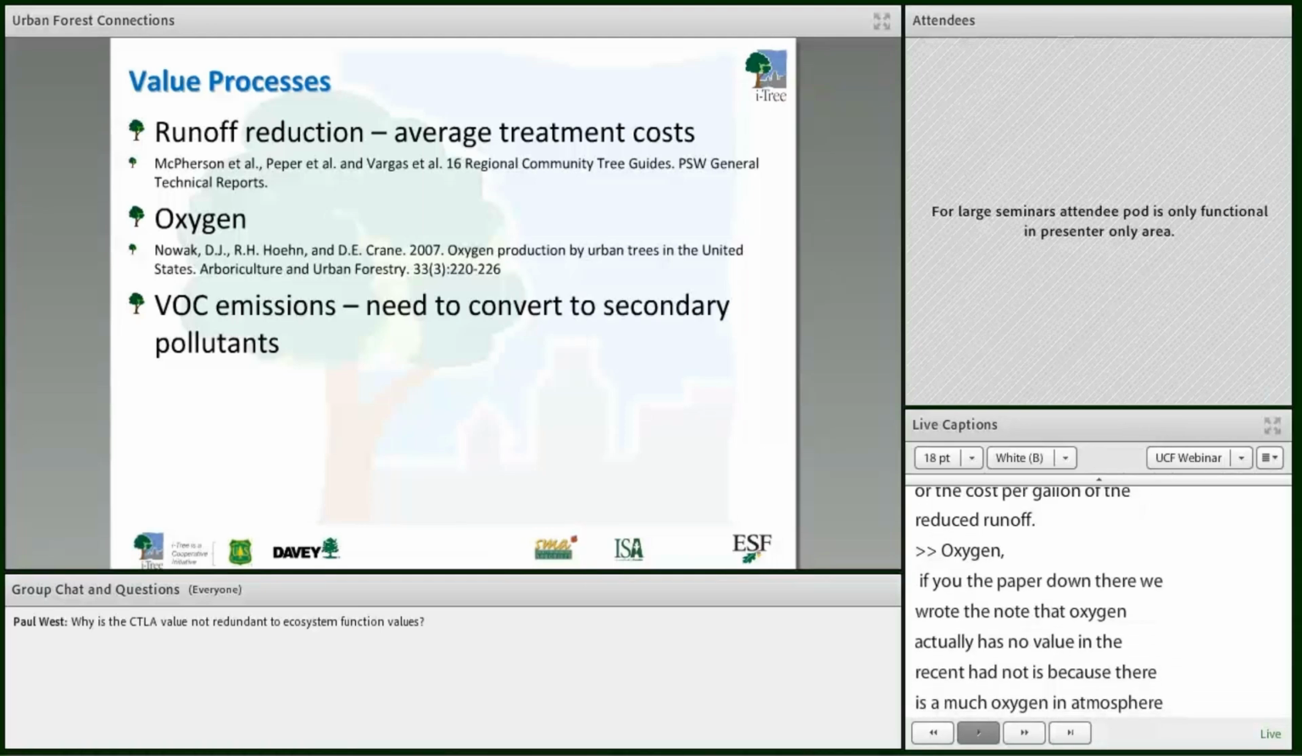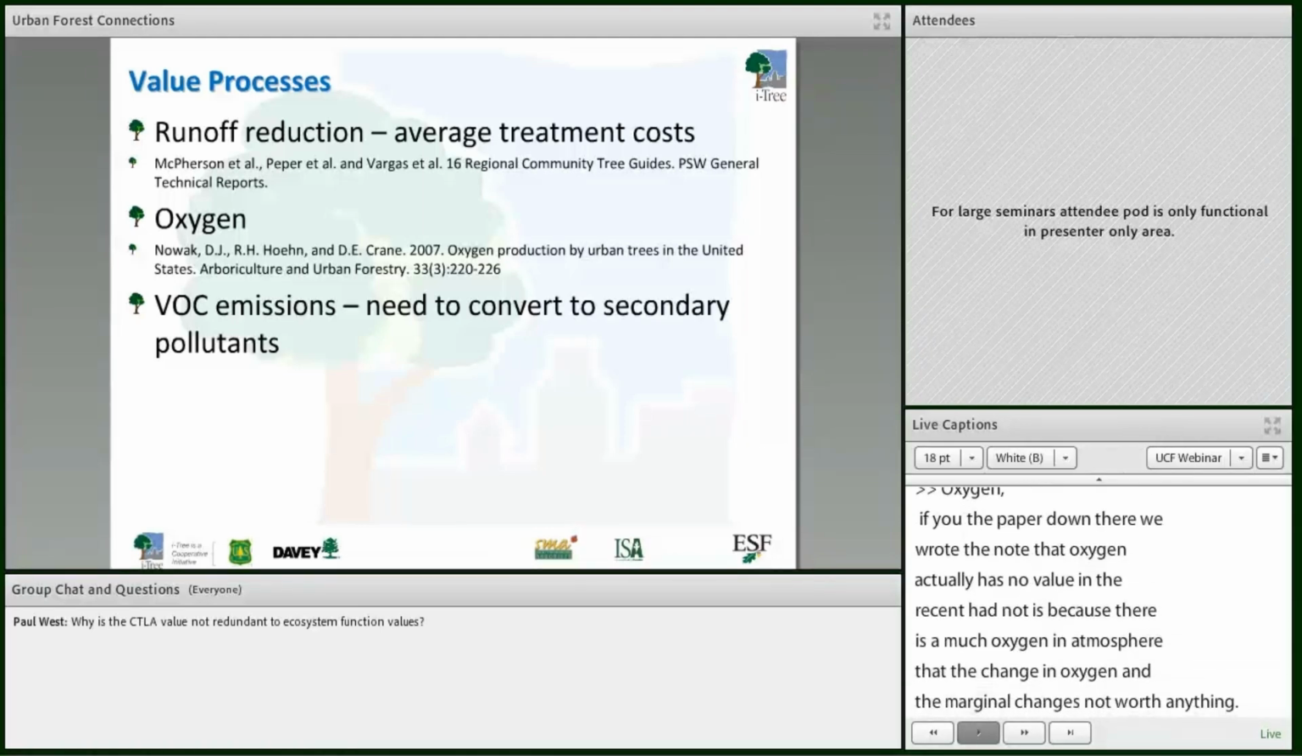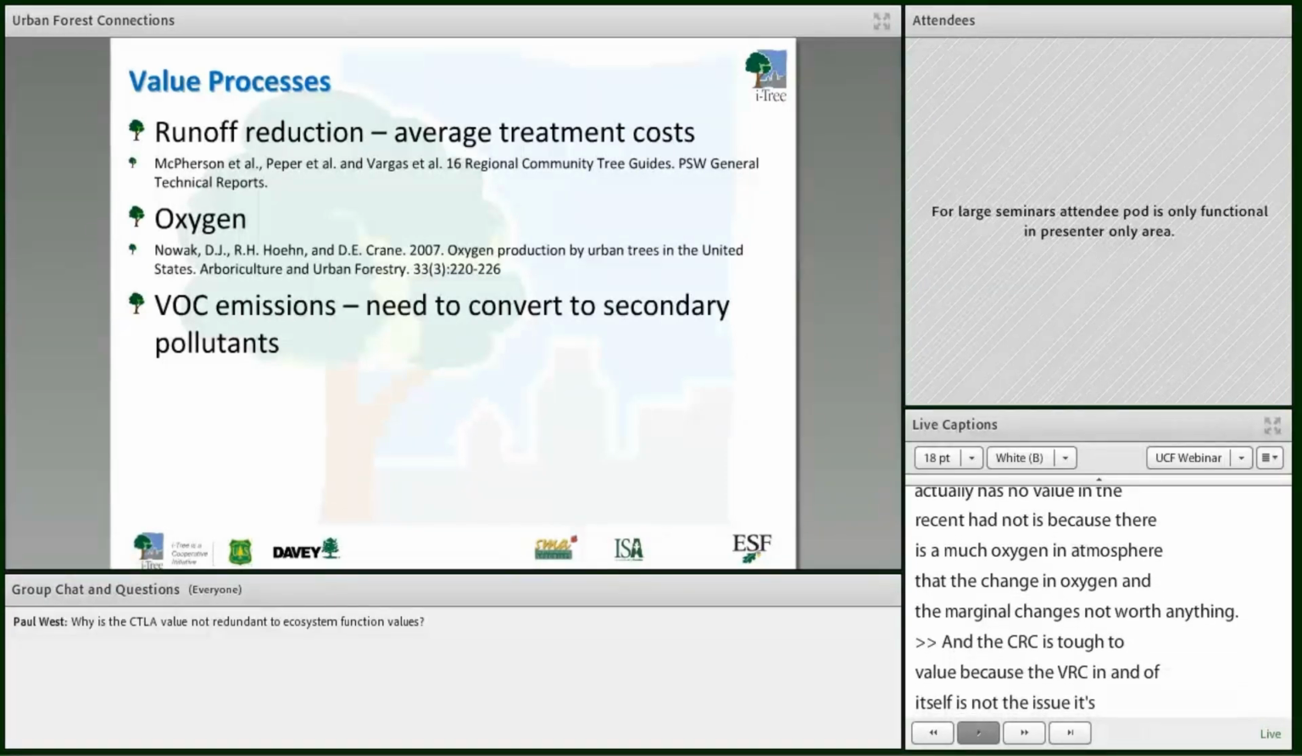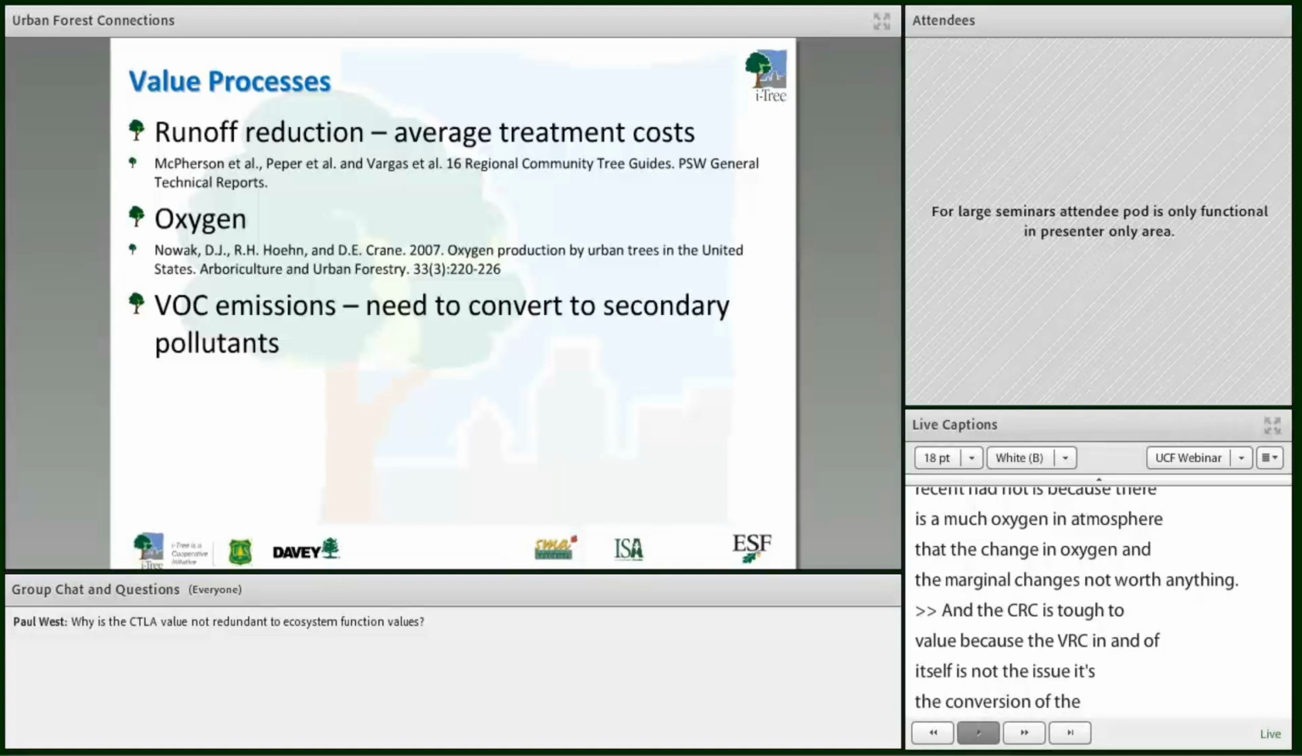And VOCs are tough to value because VOC in and of itself is not really the issue. It's the conversion of VOCs to ozone and particulate matter that are important. So we have to figure out, and EPA does this with larger models, how to convert the VOC to the actual pollutant. Then we can value the impact on the pollutant. The VOCs will be a negative value, but it's very difficult to value that directly without converting it.